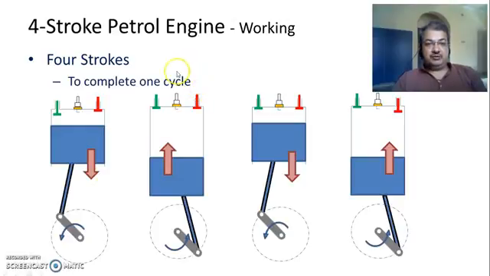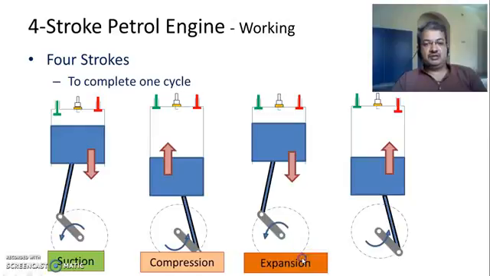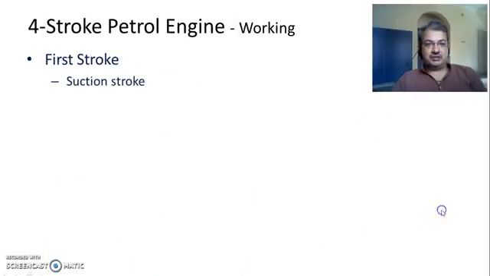In order to complete one working cycle in the case of a 4-stroke engine, the piston has to perform 1, 2, 3 and 4 different strokes. So it moves 4 times from one end to the other end to complete one thermodynamic cycle. That is why this engine is referred to as a 4-stroke petrol engine. These strokes can be identified as the suction stroke, the second is called the compression stroke, the third is called the expansion stroke, and the fourth is called the exhaust stroke. Let me look into the detail of each of these strokes. What are the processes involved?